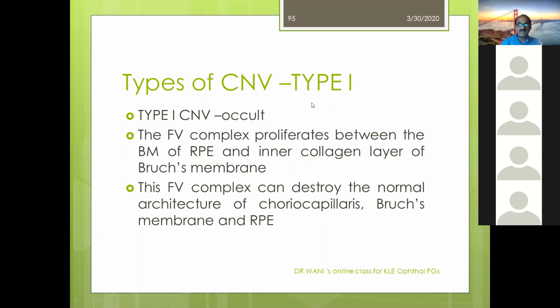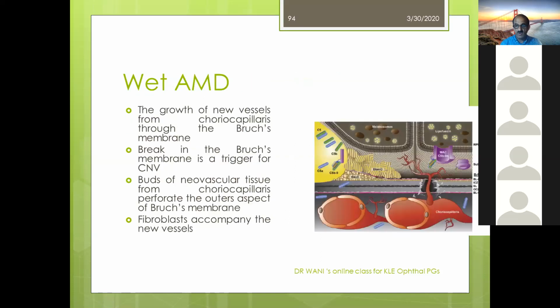Now the choroidal neovascular membranes or vessels are classified into type 1 and type 2. There are other types also, we'll come to that later. Type 1 is known as occult because we cannot see it on fundus picture or also on the fluorescein. It's mainly a fluorescein angiogram definition. The fibrovascular complex proliferates between the basement membrane of the RPE and the inner collagen layer of the Bruch's membrane. This is what it is actually.